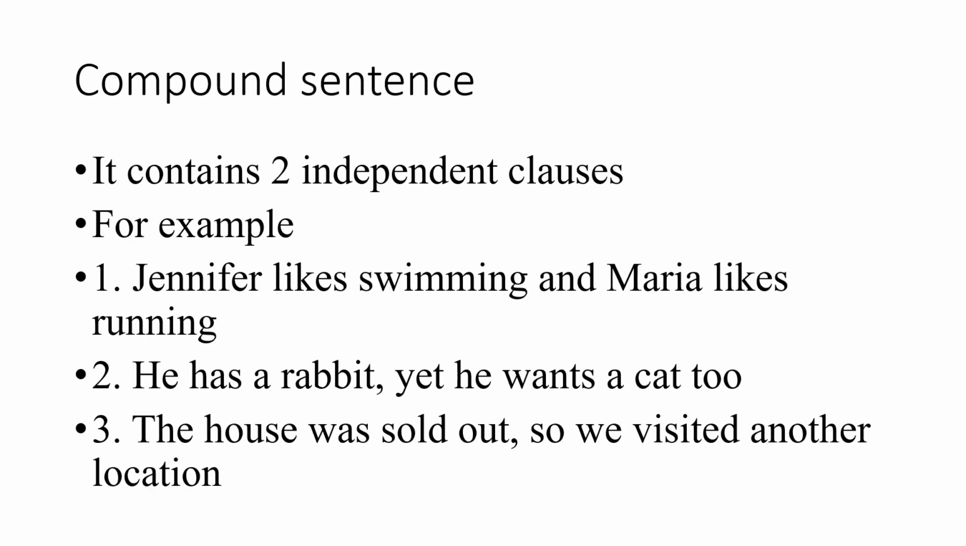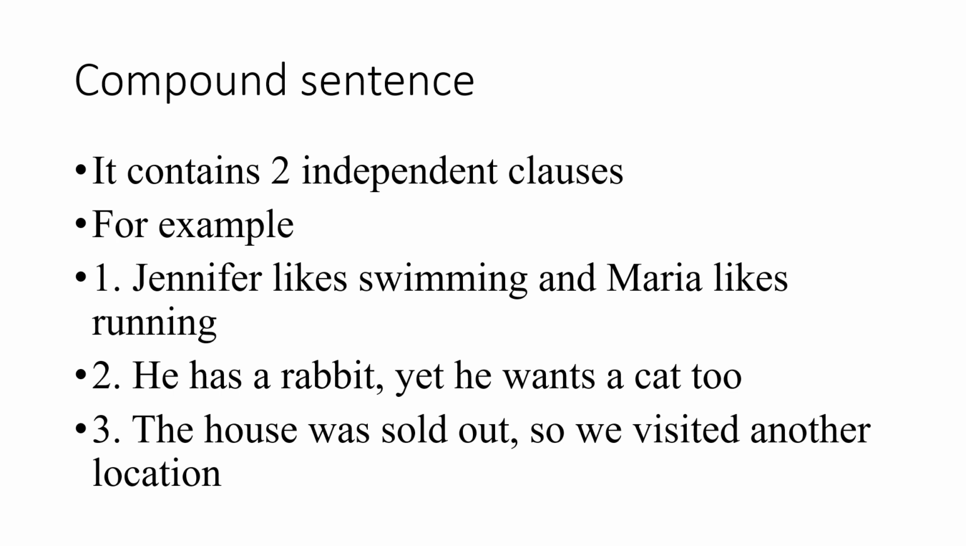The next type of sentence is the compound sentence, and it contains two independent clauses joined with coordinate conjunctions. For the coordinate conjunctions, we have another lesson already present in the channel, so you can go and look into the details. The coordinate conjunctions are usually remembered with the acronym FANBOYS, which is F for for, A for and, N for nor, B for but, O for or, Y for yet, and S for so.